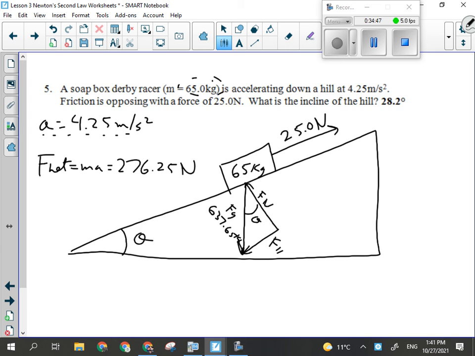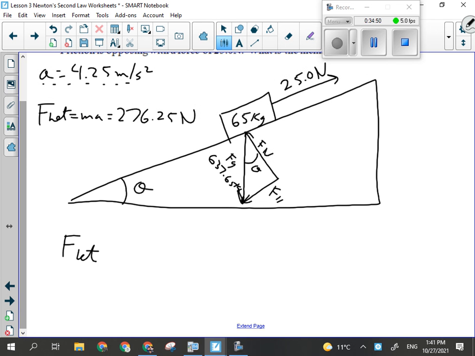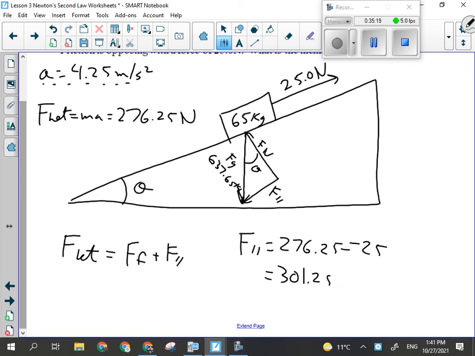Sum of all forces. So F net equals force of friction plus force parallel. I know force of friction and I know force net, so I can calculate F parallel. F parallel equals 276.25 minus negative 25, because the force of friction is opposite the net force, up the hill. So I'm going to get 301.25 newtons as my F parallel. Well, that's helpful. 301.25, and this side 637. I've got two sides of this triangle. Can I find the angle?